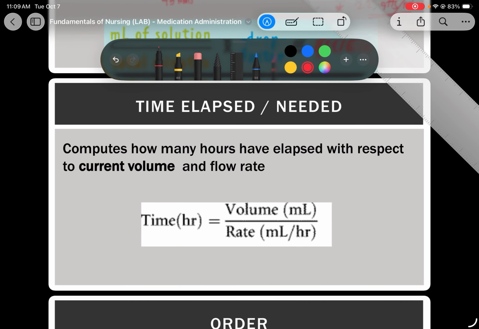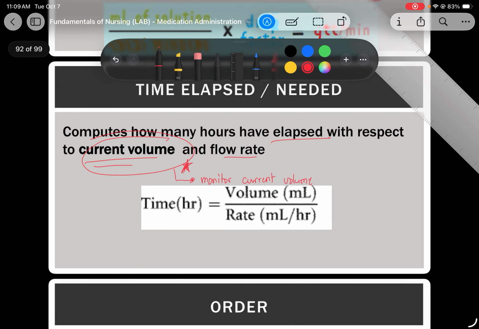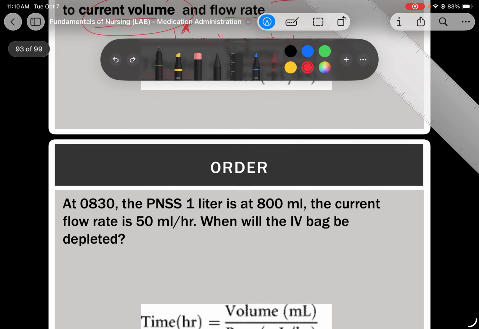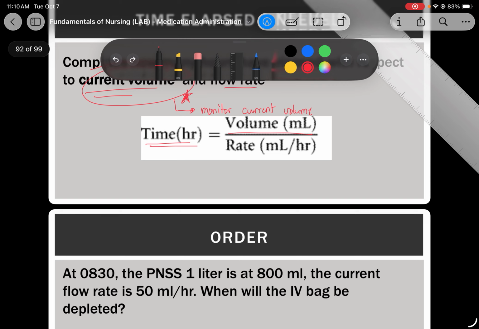Next is the time elapsed or time needed. This computes how many hours have elapsed with respect to the current volume. That's what I want you to learn. Every time you go to your patient, class, you must monitor the current volume and flow rate. So the time elapsed or passed is just a measure of volume over the rate. Volume over the rate.